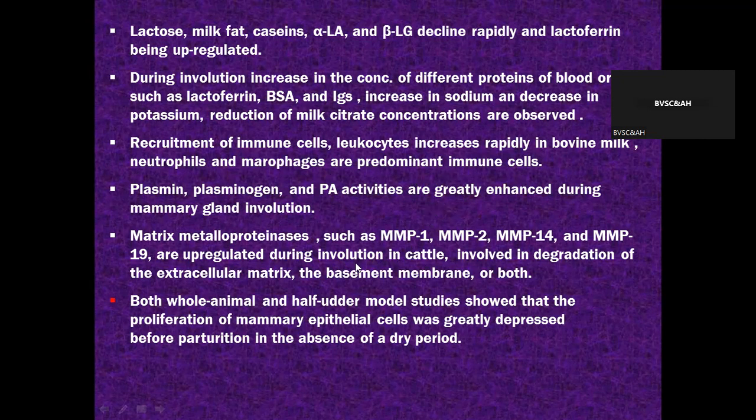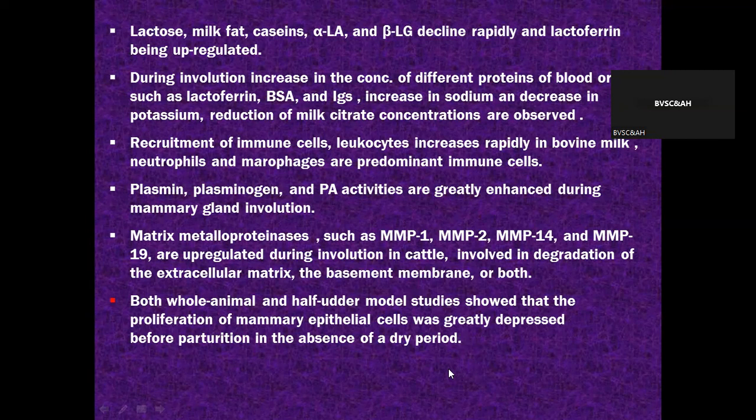Matrix metalloproteinases such as MMP1, MMP2, MMP14, and MMP19 are all upregulated during involution in cattle. They are involved in the degradation of the extracellular matrix and the basement membrane. Both whole animal and half-udder model studies show that the proliferation of mammary epithelial cells was greatly depressed before parturition in the absence of a dry period.